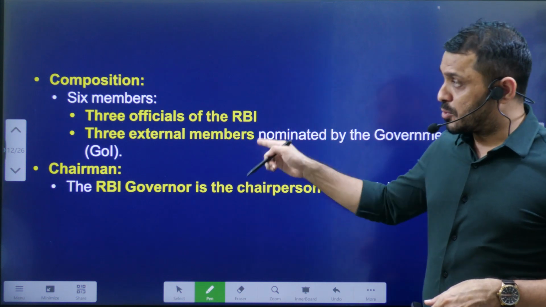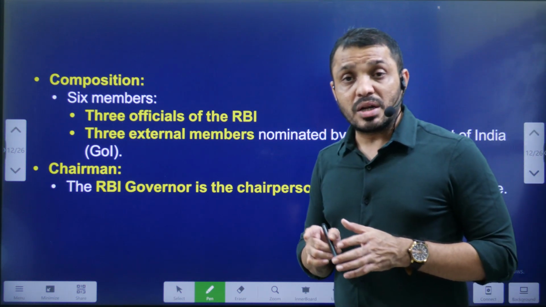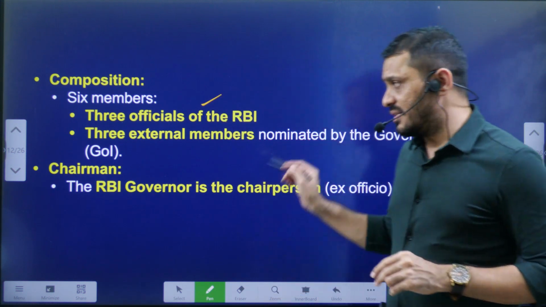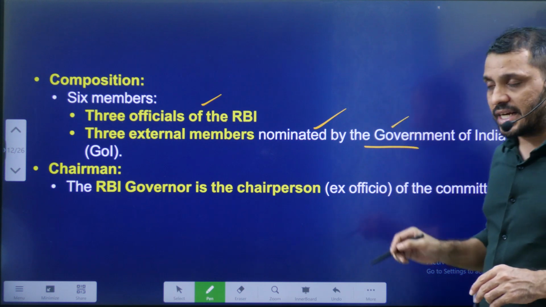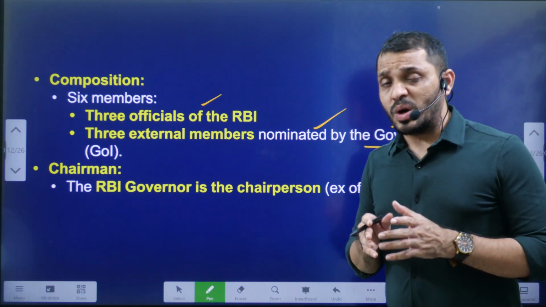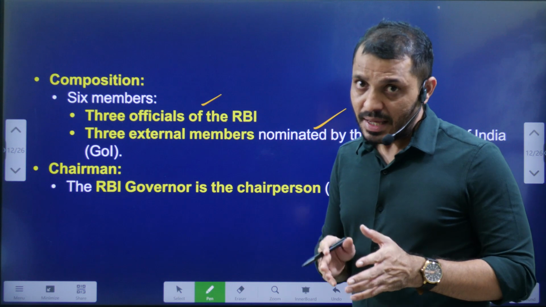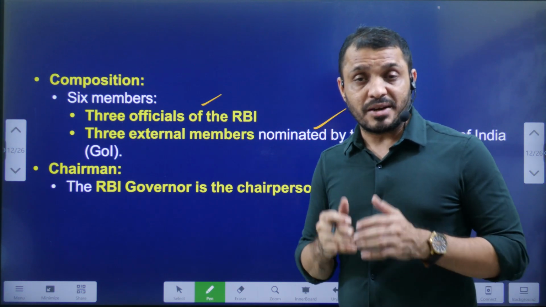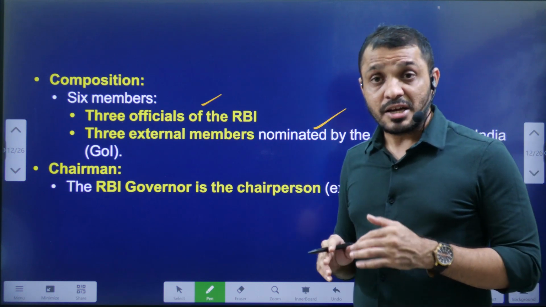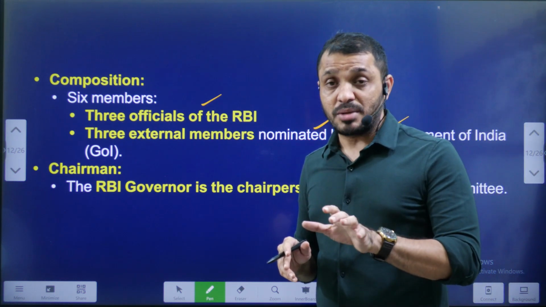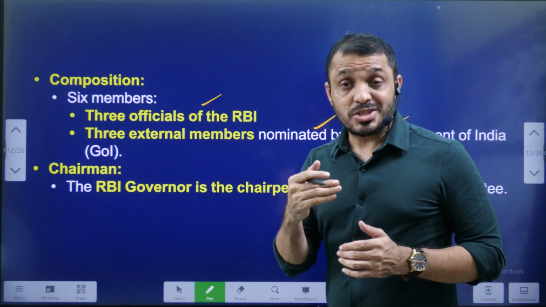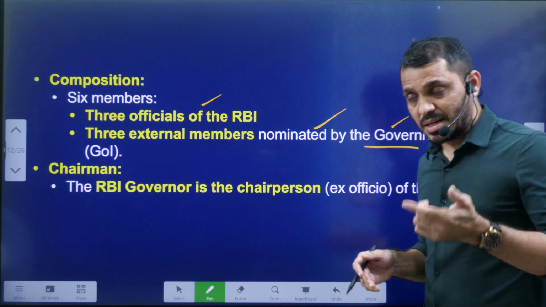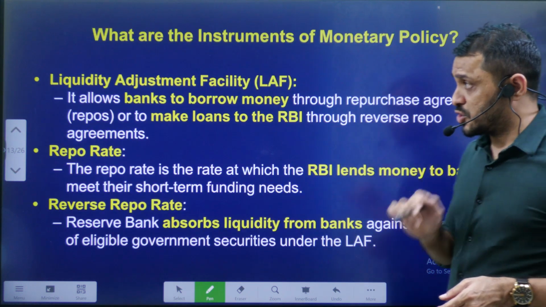Now let's see the composition of the Monetary Policy Committee. The Monetary Policy Committee consists of 6 members. Out of that, 3 come from the RBI and 3 will be nominated by the Government of India. And the RBI governor, whoever it may be, acts as the chairman of the MPC. That means the RBI governor acts as the ex officio chairman of the Monetary Policy Committee. Same like the Vice President of India acts as chairman of Rajya Sabha, and the Prime Minister acts as chairman of Niti Aayog. Because of one position, you are getting another position. That is known as ex officio.